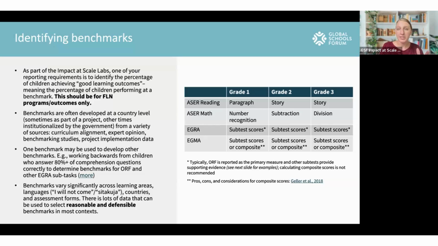A lot of times one benchmark is then used to develop other benchmarks. So for the most part, these oral reading fluency benchmarks that we have come from working backwards from children who answer 80% of comprehension questions correctly. So you're assuming that if they're getting 4 out of 5 comprehension questions correctly, they're reading well enough to support comprehension, and you set the oral reading fluency benchmark based on that.